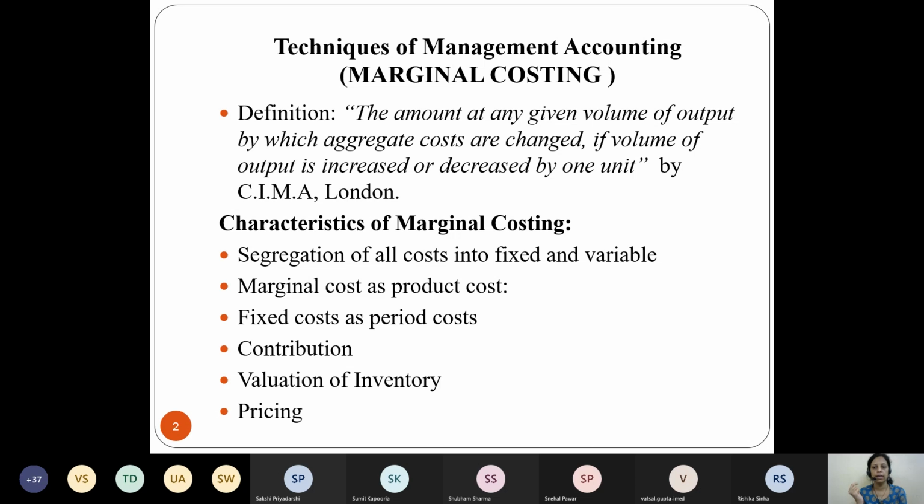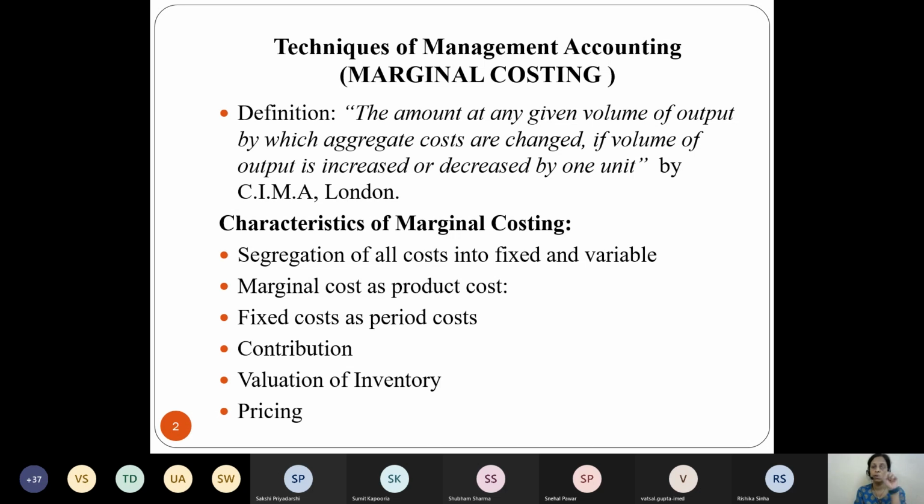So now we will see the characteristics of marginal costing, which is a technique of management accounting. The first step to implement marginal costing is that each and every cost is segregated into fixed cost and variable cost. There are some costs which are semi-variable, meaning not 100% fixed, not 100% variable. So the semi-variable costs are also divided into variable and fixed, just as we have seen in budgetary control.